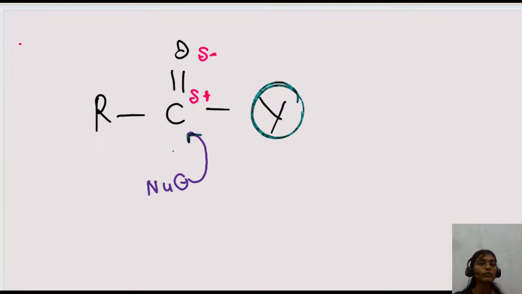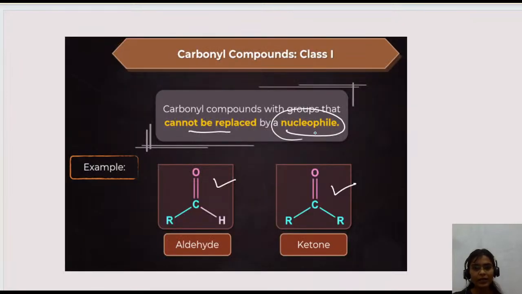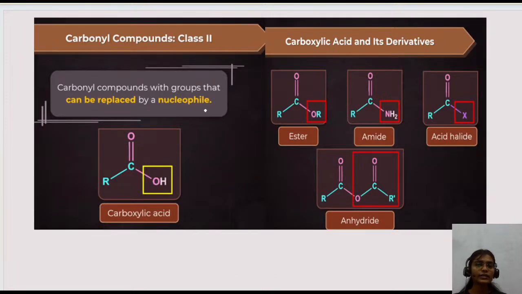This is the point number one. It's not attacking on this Y. This is the point to be noted. So let's go back to what we were discussing, that it can't be replaced by the nucleophile. So it's an aldehyde or a ketone. It means this H can't be replaced, or this R can't be replaced. But yes, if you have acid or ester, so yeah, you can. Sorry, that carboxylic acid.